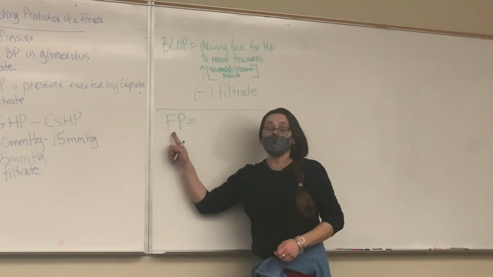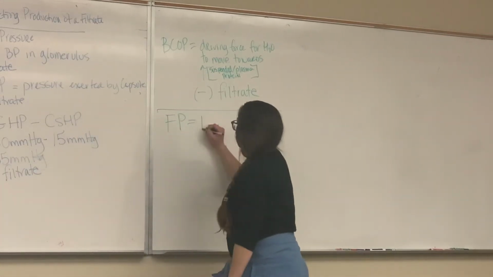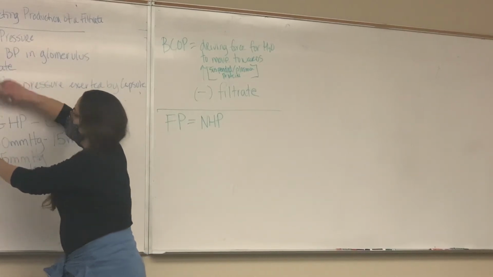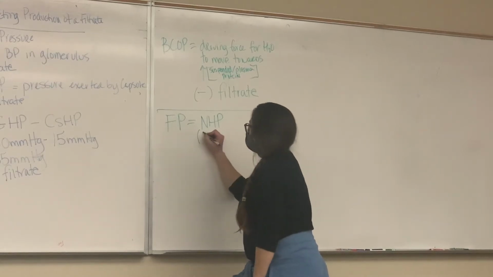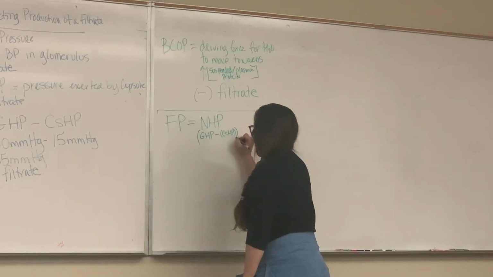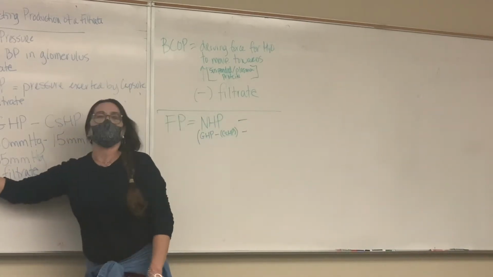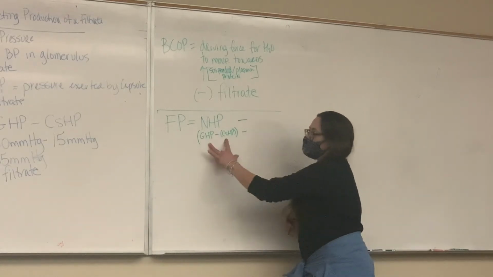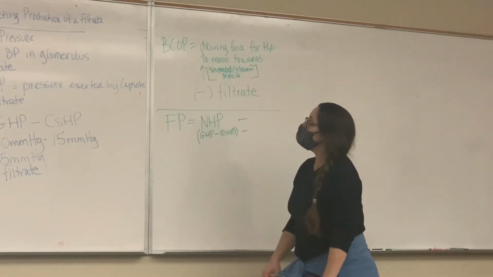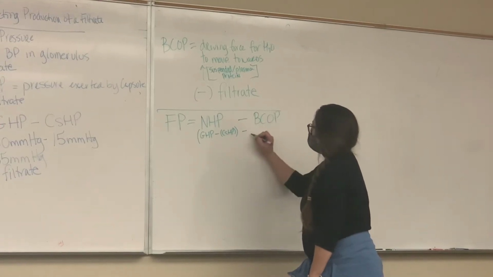Again, we're saying, are we going to produce a filtrate or not? The driving force to produce a filtrate is this number right here, our net hydrostatic pressure. This is a positive number, and it takes into account these two. We could write the whole thing out: glomerular hydrostatic pressure minus capillary hydrostatic pressure. Instead of writing that all out again, we just take our net hydrostatic pressure, which is these two numbers subtracted from one another. From that we subtract BCOP, and we subtract it because it opposes filtration.